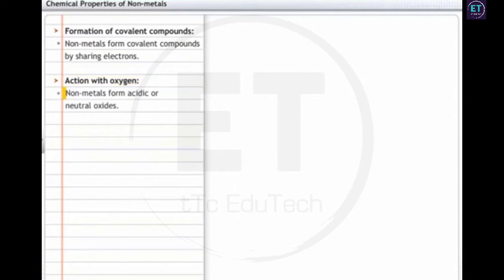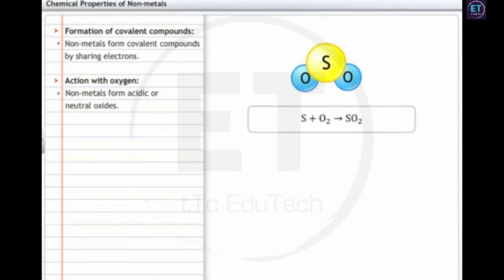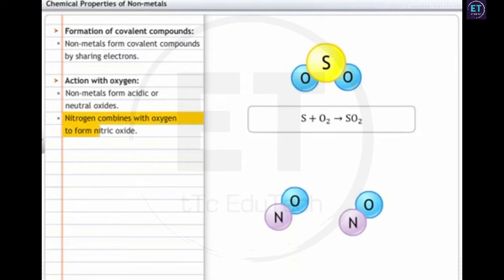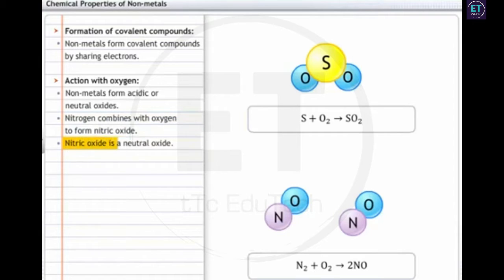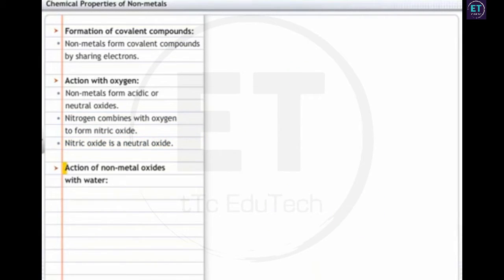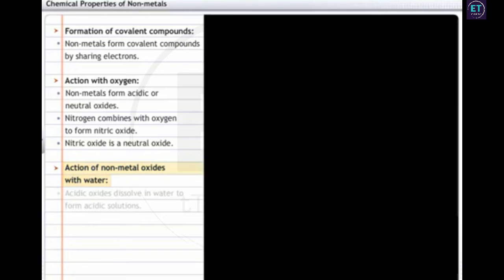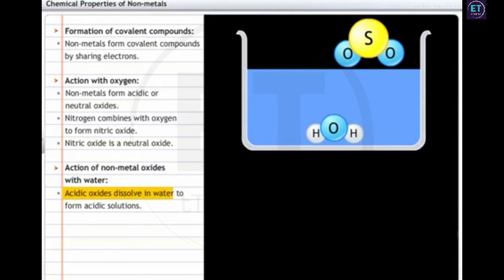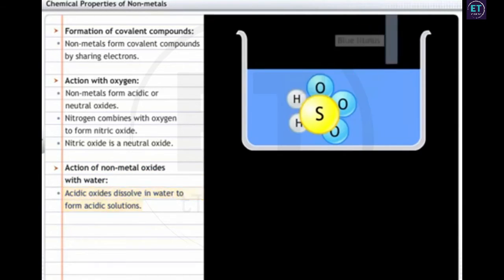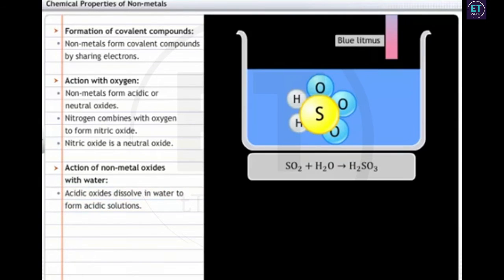Action with oxygen. Non-metals form acidic or neutral oxides. For example, sulfur reacts with oxygen to form sulfur dioxide, which is acidic. Nitrogen combines with oxygen to form nitric oxide. This nitric oxide is neutral in nature. Action of non-metal oxides with water. Acidic oxides dissolve in water to form acidic solutions. For example, sulfur dioxide reacts with water to form sulfurous acid.